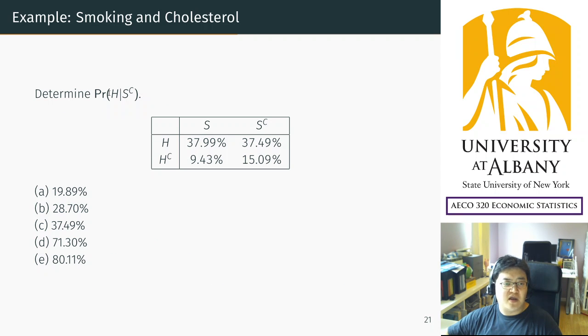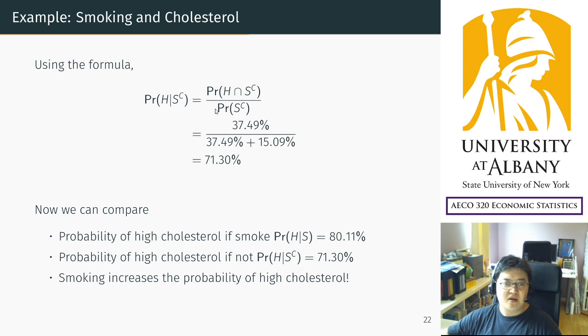We are calculating the probability of high cholesterol among never smokers. So you are using only these probabilities. Using these probabilities, or you can use the formula, then plug in these numbers and put 37.49% on top. Then you get 71.3%. So now you can compare the two probabilities.